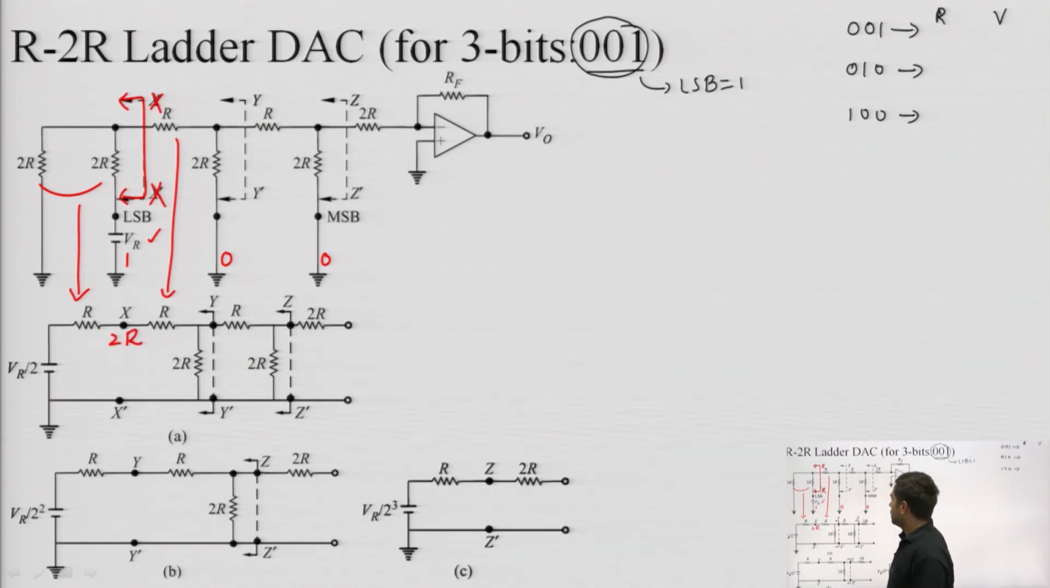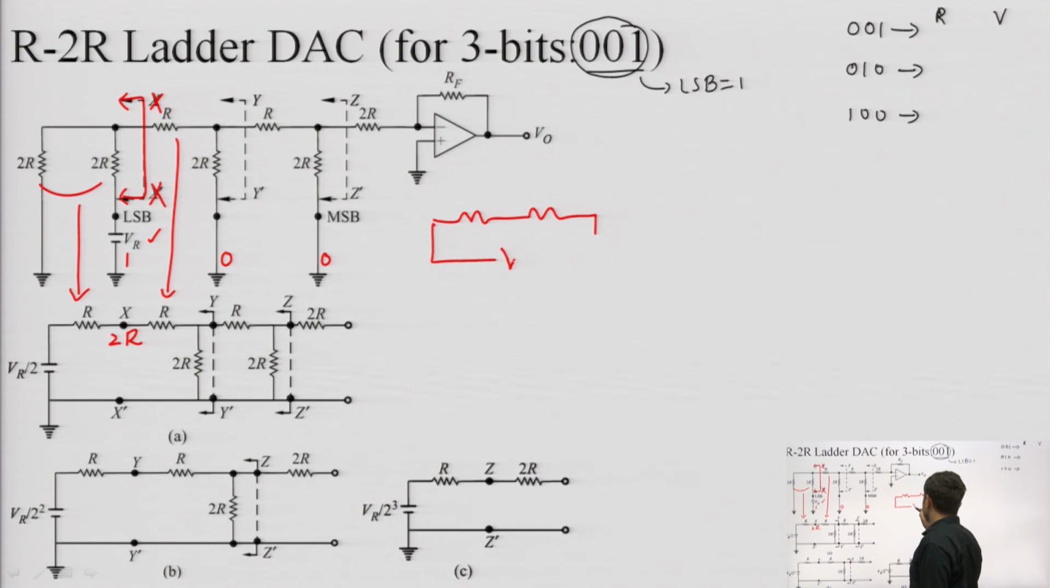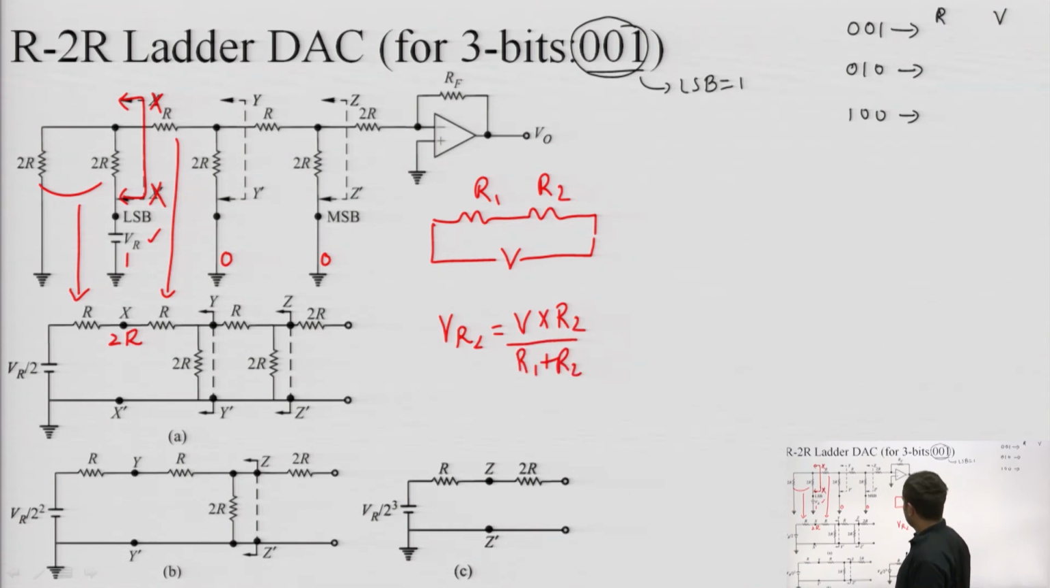Okay. And this voltage VR is calculated from the voltage divider rule. So voltage divider rule is this. So if this is resistance R1, this is resistance R2, so voltage across this R1 or R2 will be equal to V into R2 upon R1 plus R2. So if we put R1 and R2, both are equal to 2R.